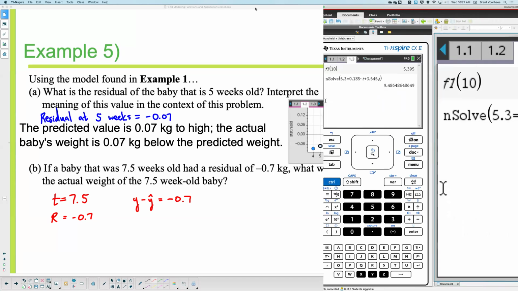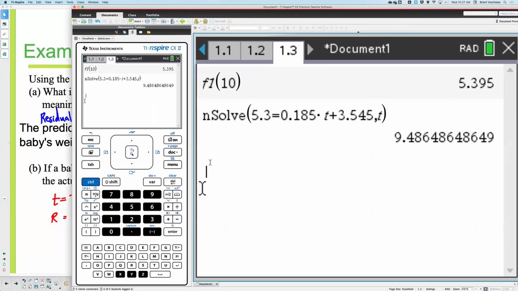How could I find the predicted weight at 7.5 weeks? You remember what we typed in earlier? f1, parentheses, 7.5. If I type that in, that's going to give me the predicted weight at 7.5. And I'm getting 4.9325. Y'all getting the same values? All right, great.